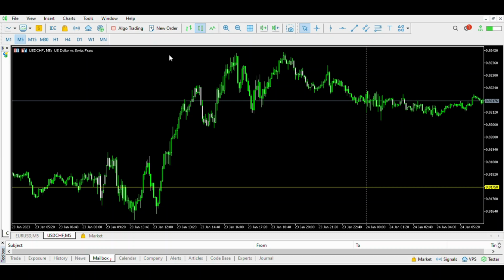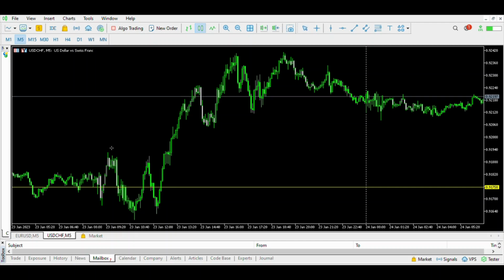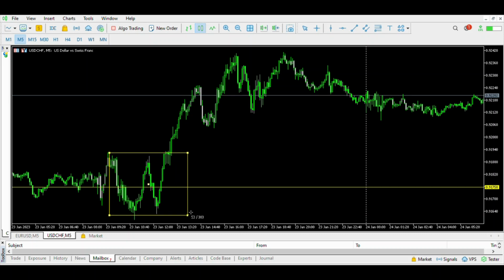So this is our zone. I'm going to box it out. So I'm looking for price to react from anything from here to this low here. Yeah. So I'm going to zoom out again.